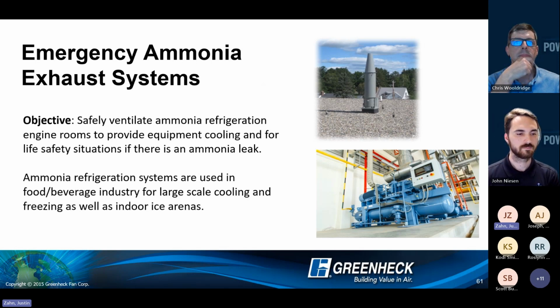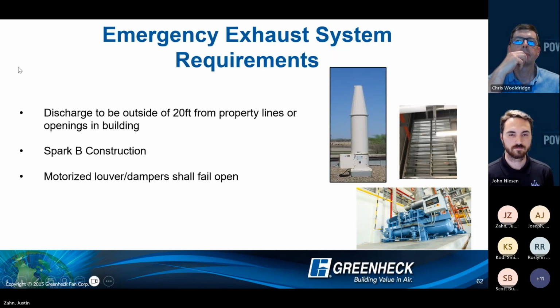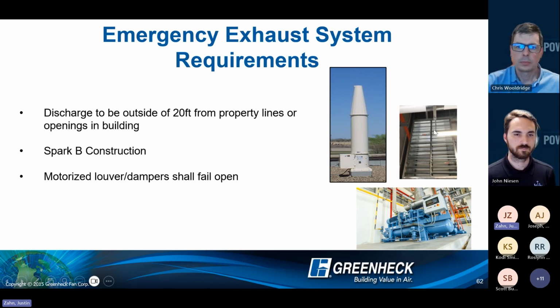For those of you who don't know what emergency ammonia exhaust systems are, basically any building that has a large refrigeration system, such as ice rinks. I would say NHL hockey rinks are the biggest contributor to this, where you need some type of emergency ammonia exhaust system. Spark B construction only. That's all we offer when it comes to emergency ammonia exhaust systems. And the discharge needs to be 20 feet outside of property lines as well, because that ammonia is extremely hazardous to the general public. So we want to make sure that there's absolutely no possibility anyone's coming in contact with that.